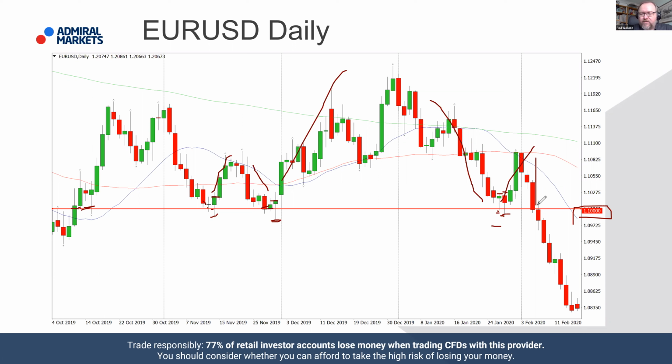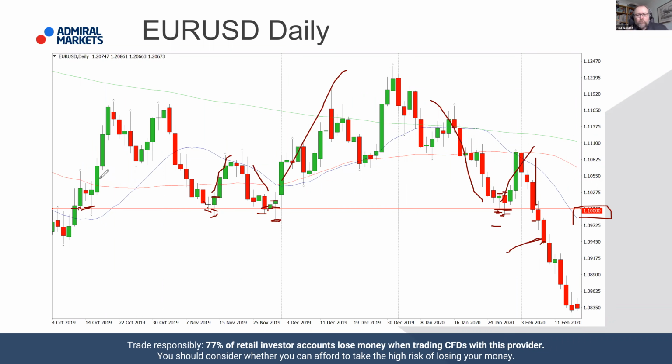And then effectively, in the end, it did break out. Okay. It did break out. And so the breakout traders would be very happy because it did break out of that 110 level. But you can see there were 9 touches beforehand before the breakout trade was made.